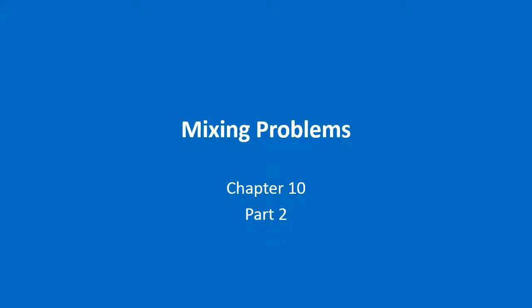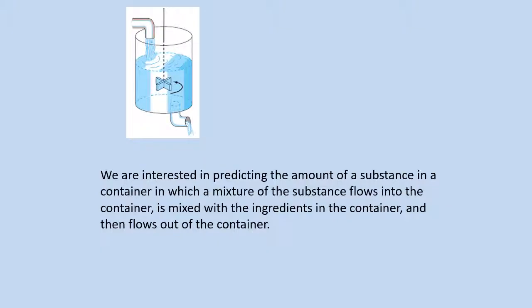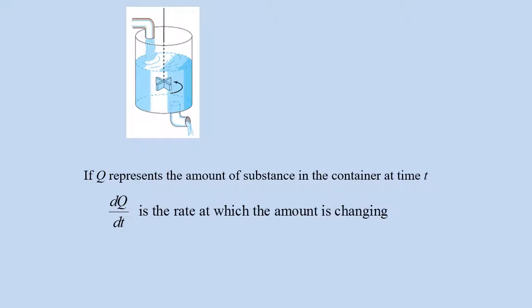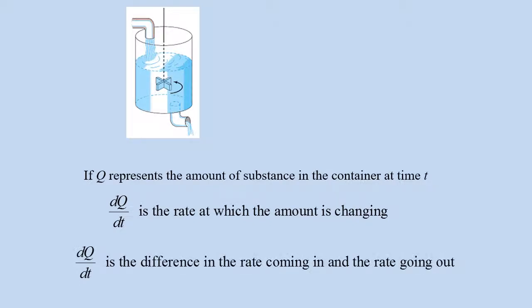Mixing problems are quite common in engineering, and you can see here the sort of situation that arises that we need to deal with. Now we're going to use Q to represent the quantity of stuff in our solution. So dQ/dt is the rate at which that is changing. And of course we're mixing things up, so we need to investigate that.